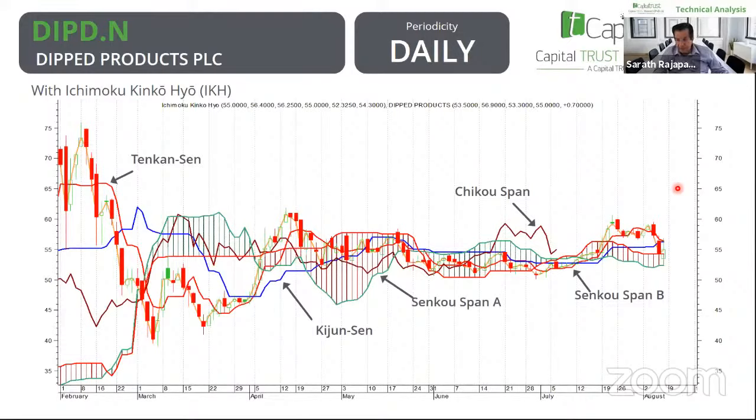Dip products is still a buy, though it has put a feeler into the cloud and come out. Part of the last candle is inside the cloud. It's a hold, and virtually, if it goes up, it can escape the cloud, and the cloud will get pushed down. So it's between a hold and a buy.